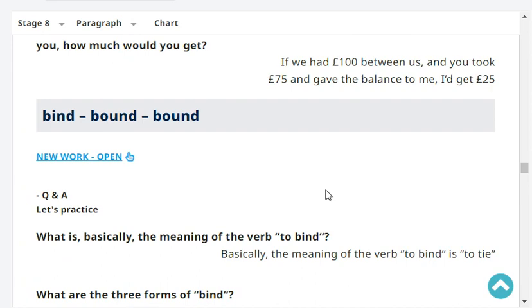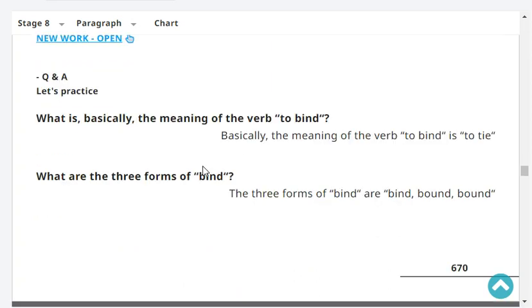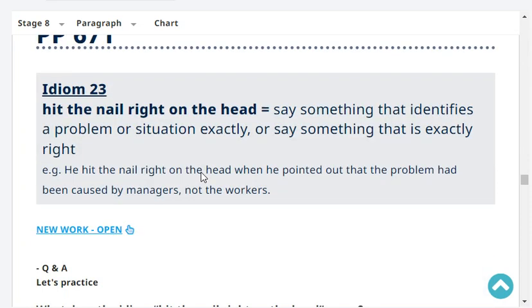What is basically the meaning of the verb to bind? Basically, the meaning of the verb to bind is to tie. What are the three forms of bind? The three forms of bind are bind, bound, bound. Very good. Okay, next.